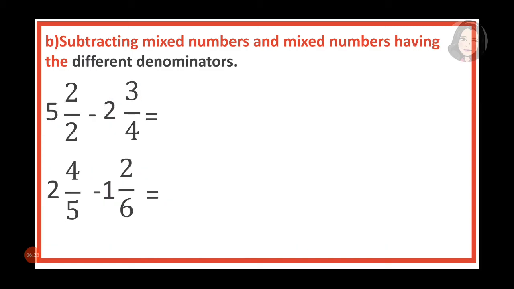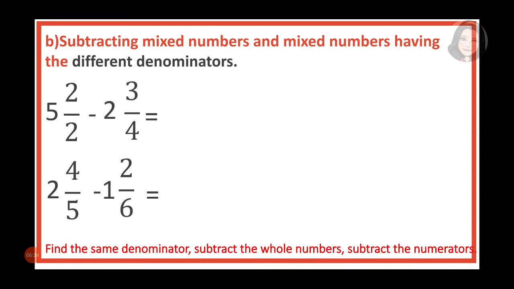B, subtracting mixed numbers and mixed numbers having different denominators. What does the rule say? Find the same denominator, subtract the whole numbers, subtract the numerators. Let's see. I have a denominator 2 and a denominator 4. Can I change the 2 into a 4? Well, of course, yes. How? By multiplying by 2. So now my answer is 5 and 4 over 4 minus 2 and 3 over 4.